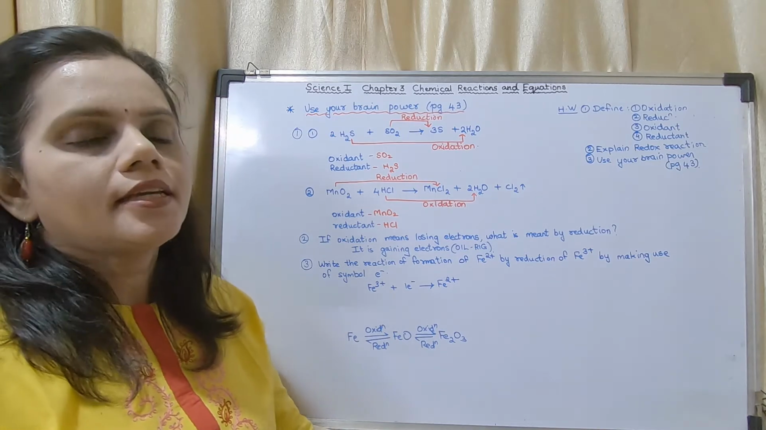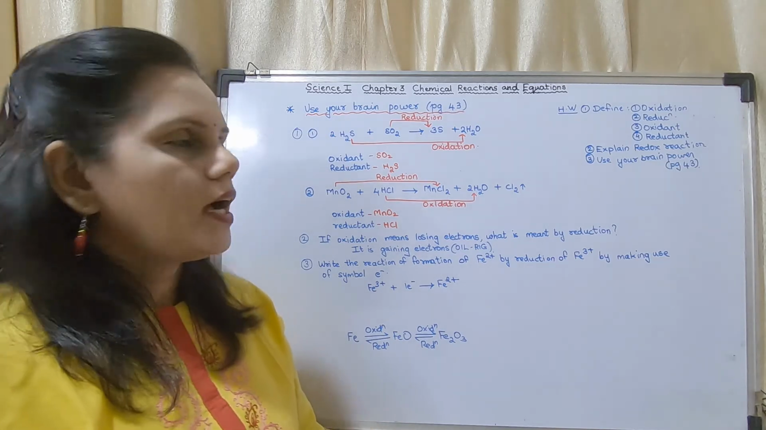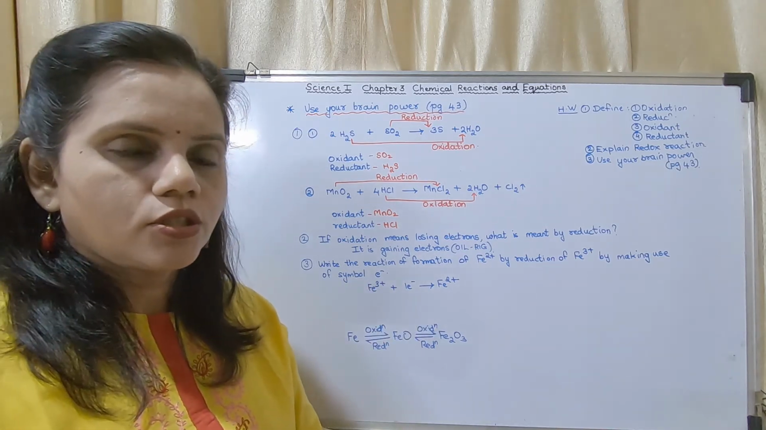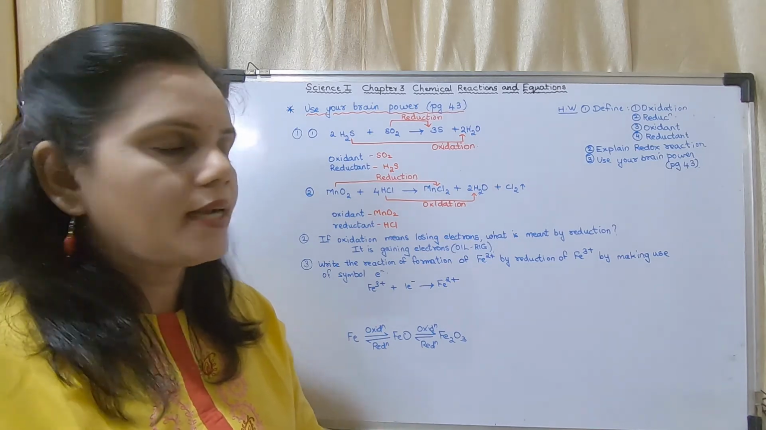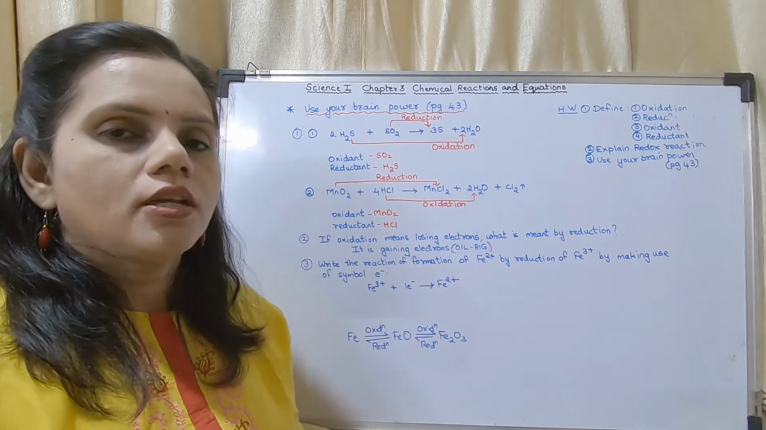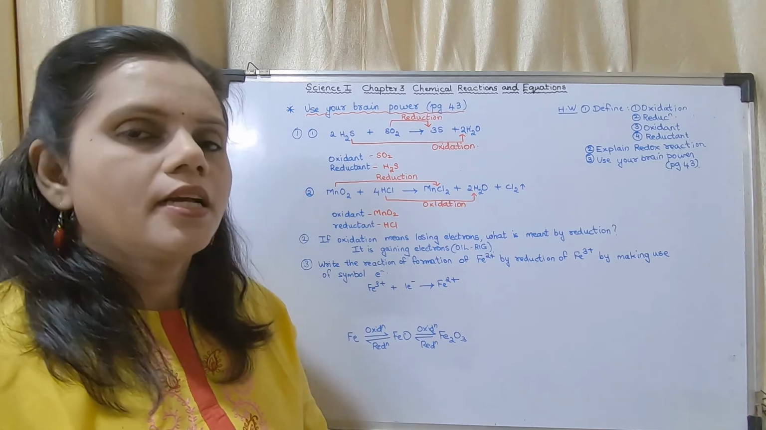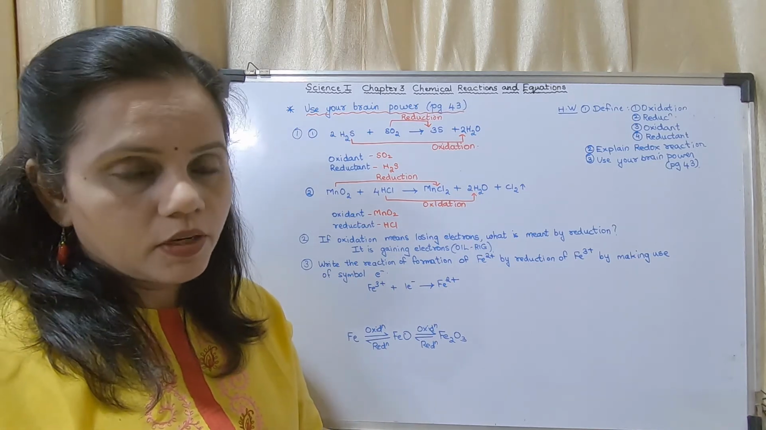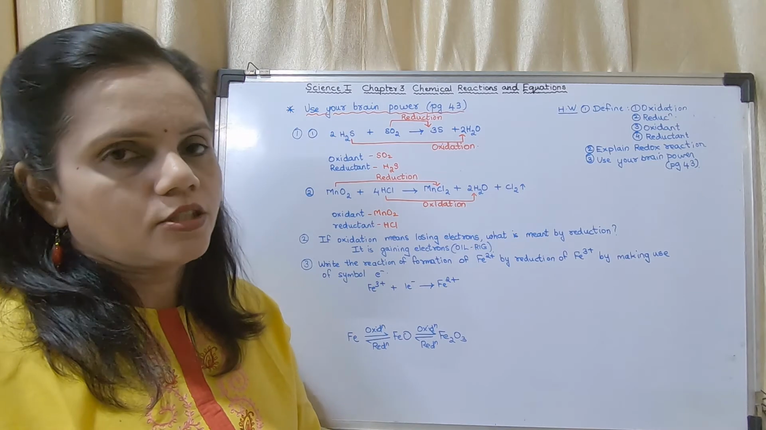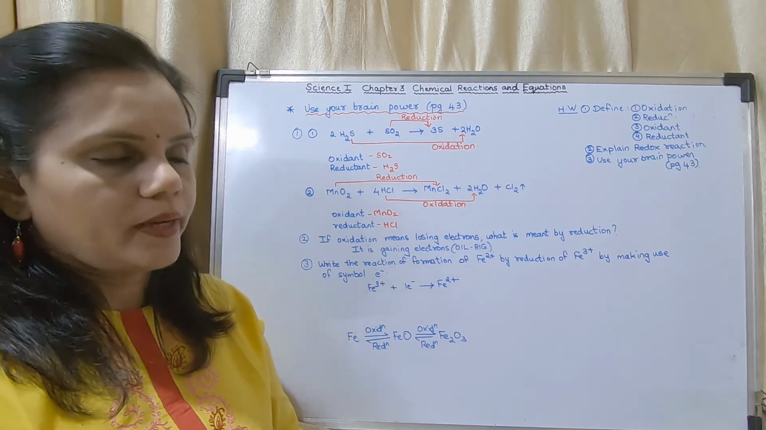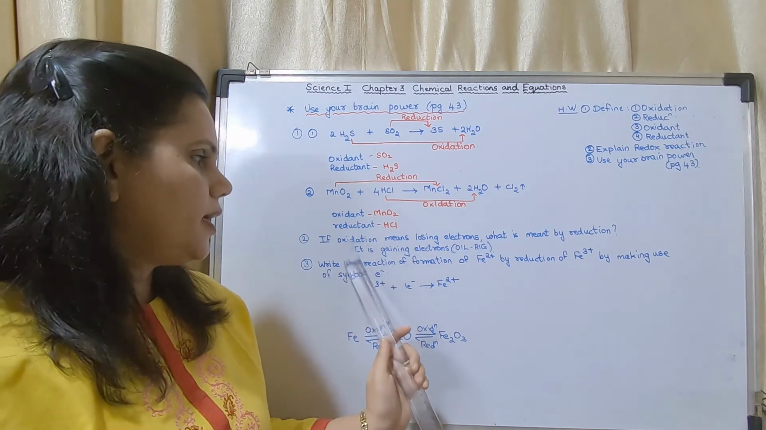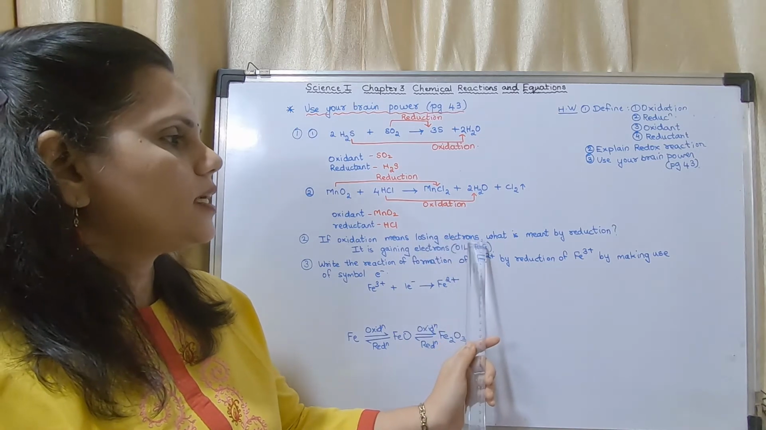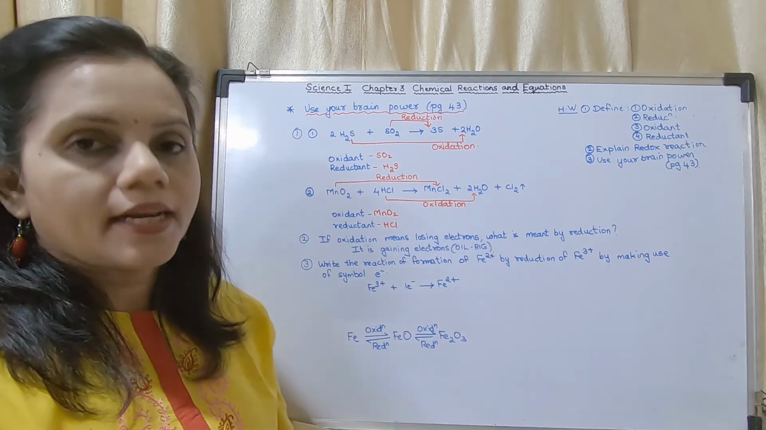Now you will be getting equations from the textbook only, either the equation of copper oxide which I showed you just now, or these two equations, or some equations in the exercise. Those questions only you will be getting, so you may practice those questions only. Don't worry. Now the next question is, if oxidation means losing electrons, what is meant by reduction?